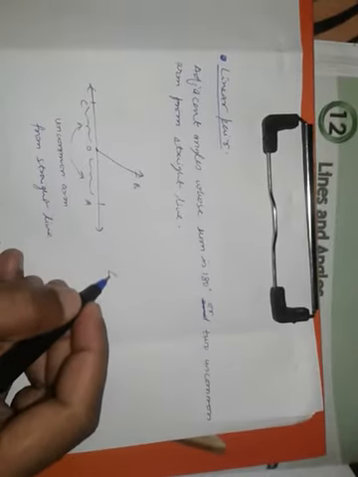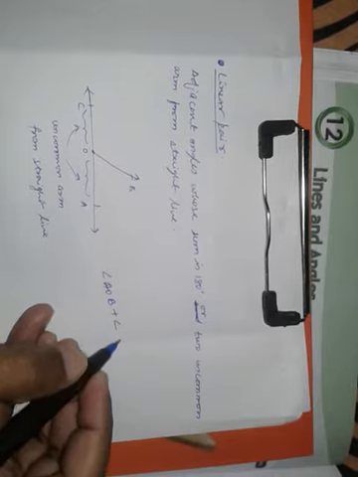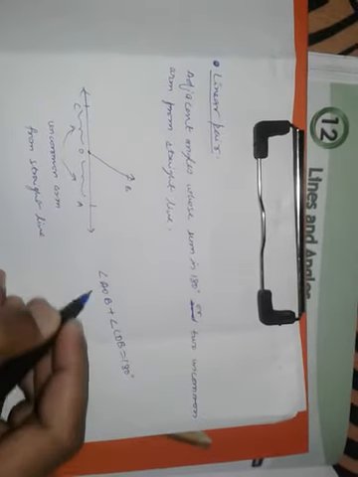Here you see the uncommon arms, OA and OC, they are forming a straight line. Then angles AOB and COB are a linear pair. That means their sum is 180 degrees. What do we conclude here? If they are a linear pair, then their sum is 180 degrees.